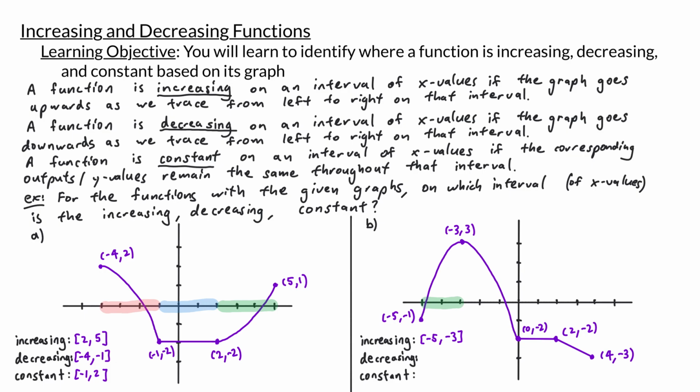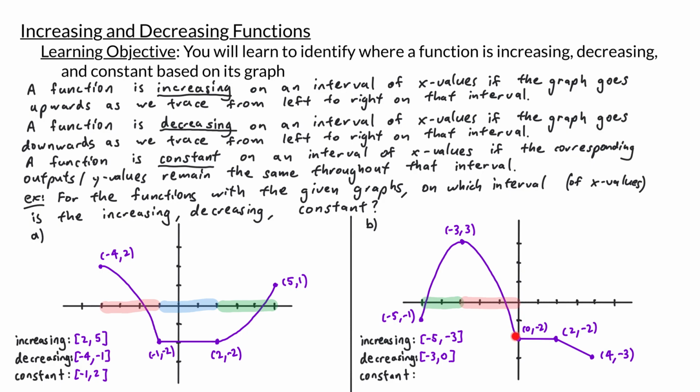Now, if we continue tracing our graph starting at (-3, 3), as we move to the right, our graph goes down all the way until we reach the point (0, -2). So for the x values from -3 all the way until 0, our function is going down, which means our function is decreasing on the interval -3 to 0.